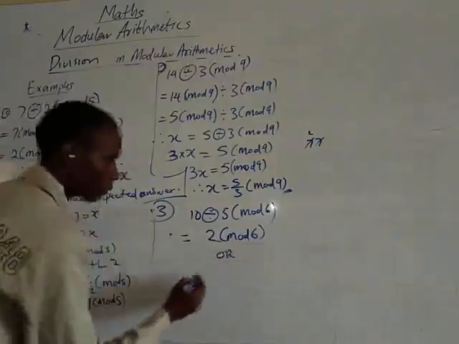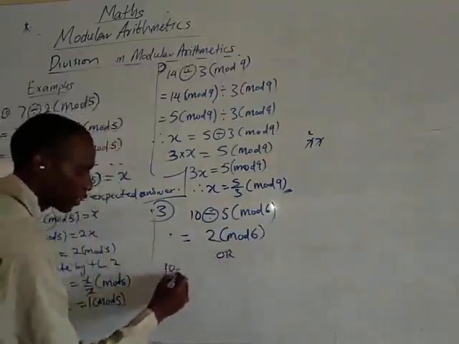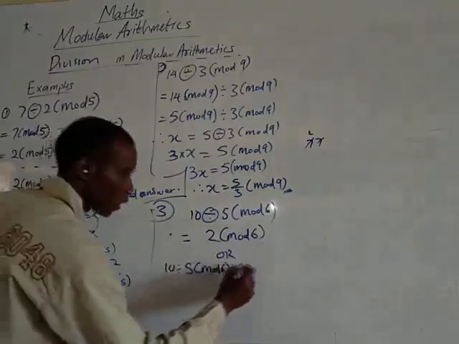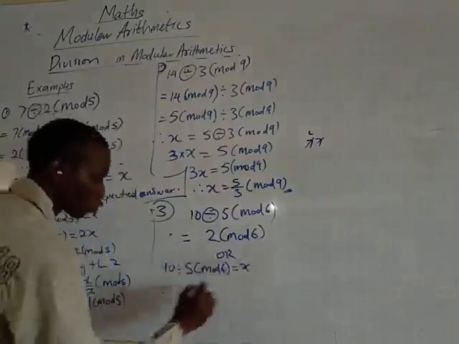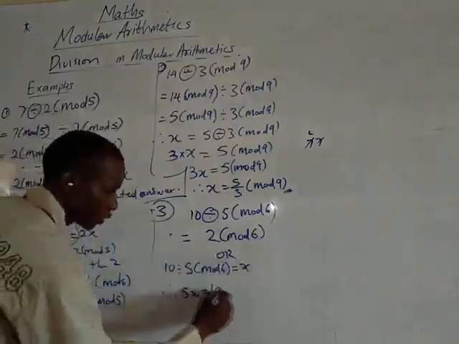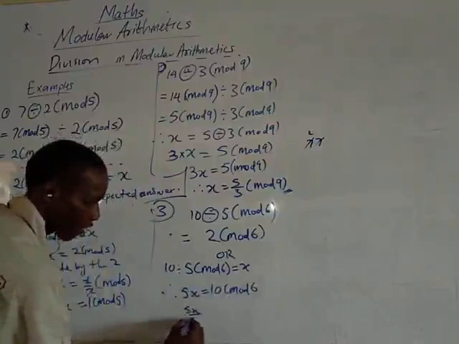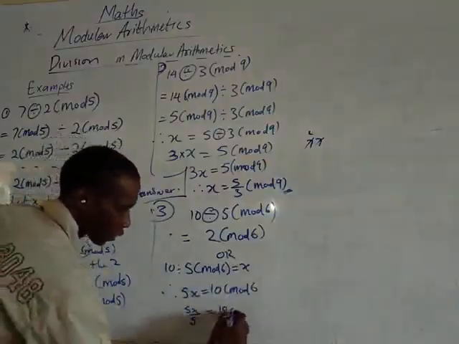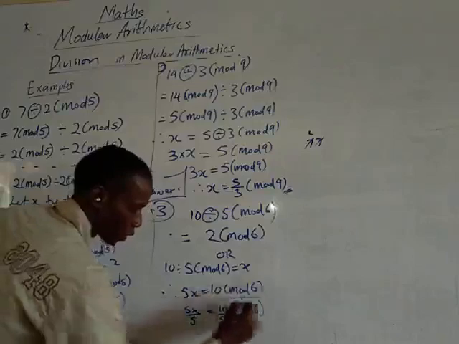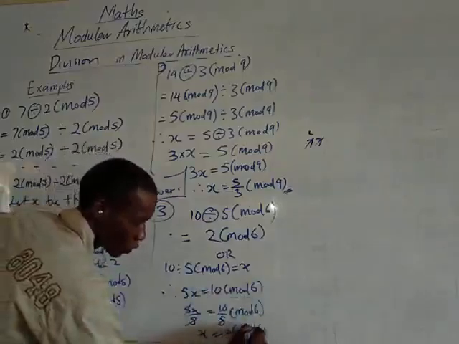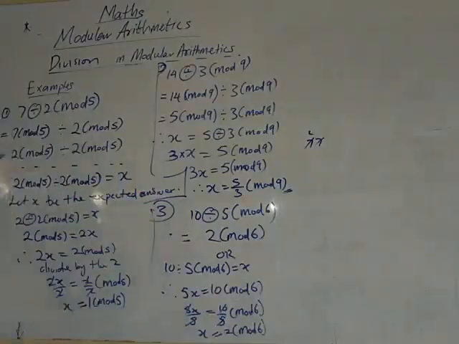Let's check. If I have 10 divided by 5 mod 6 equals x, such that my 5 is moving to x, giving me 5x equals 10 mod 6. Now let's divide both sides by 5. I have x here equals 2 mod 6. Oh, that justifies my answer. 2 mod 6, 2 mod 6. All right. One more example on this before we move on.